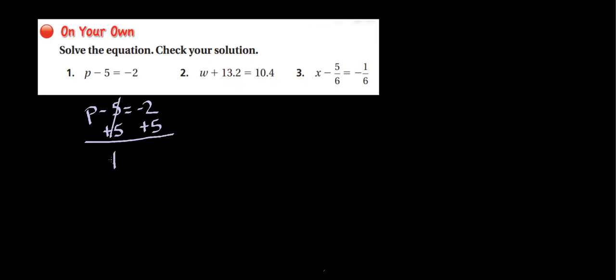Negative 5 and positive 5 cancel out. Negative 2 plus 5. So imagine starting at negative 2 on the number line and hopping 5 places to the right. You're going to end up at 3. So p equals 3. Now I'm going to do my check.